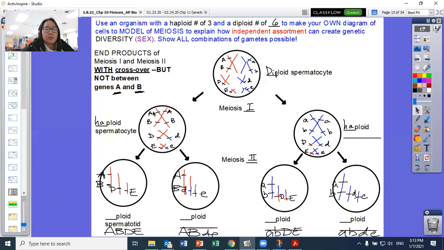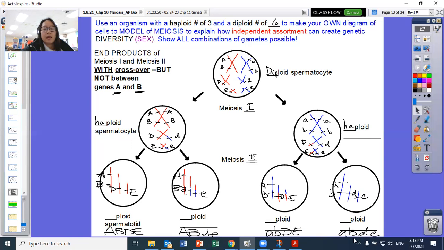So now after you split them all down the middle, go through meiosis 2, you're going to have capital A, capital B, capital D, capital E as one gamete, and you're going to have capital A, capital B, lowercase d, and lowercase e as the other gamete. On this side, after you go through meiosis 2, you'll have lowercase a, lowercase b, capital D, capital E as a gamete. And lastly, you'll have lowercase a, b, d, e for another gamete.